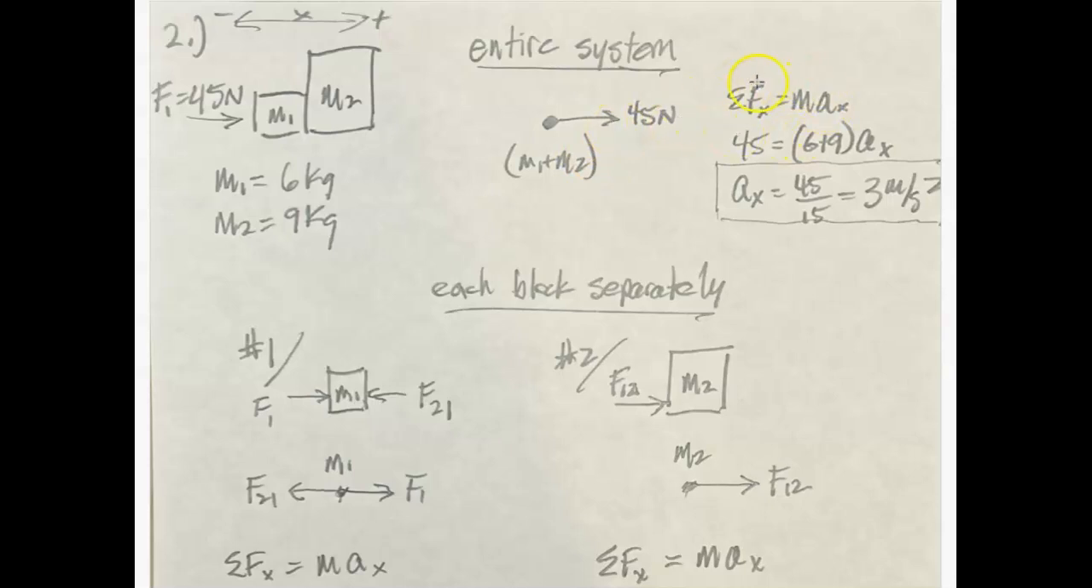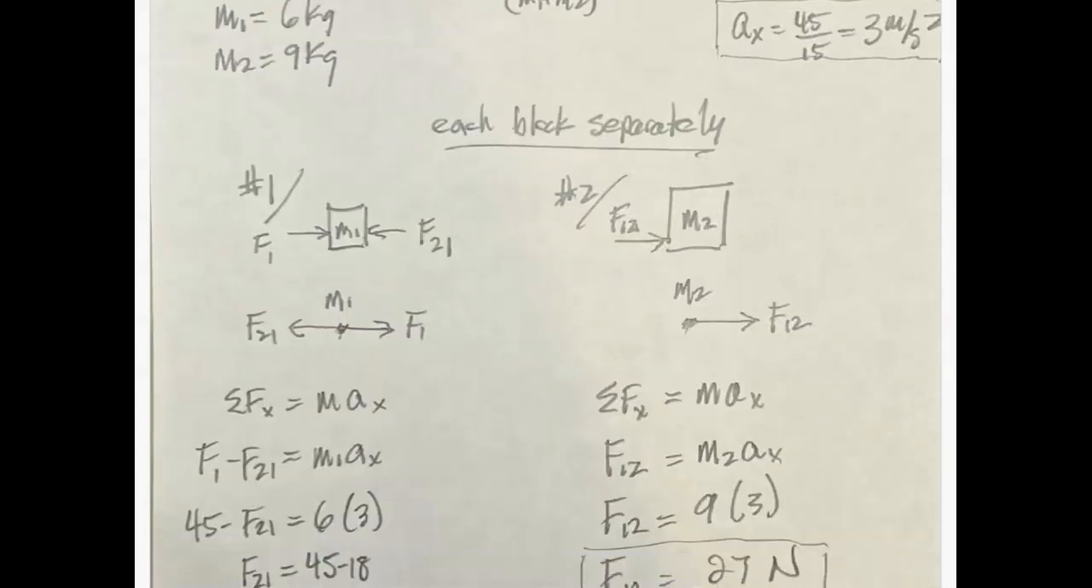So using Newton's second law, the sum of the forces is mass times acceleration. There is my force, 45 newtons, mass 6 plus 9, or 15 kilograms. So when I do that math, I see the acceleration of those 2 blocks is going to be 3 meters per second squared. Now to find the internal forces, what is the force in between the blocks? Now I want to treat them individually or separately.